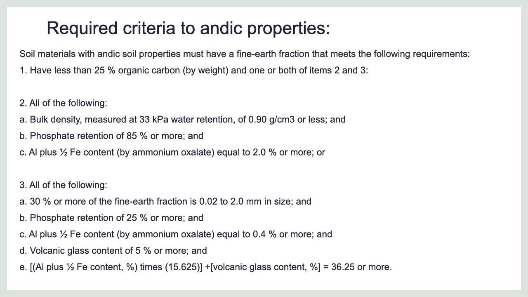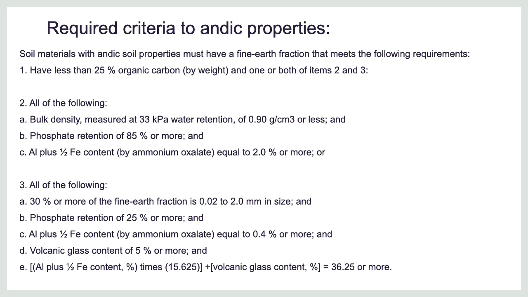The phosphate retention is 25% or more. Why am I considering in this case that the phosphate retention could be much less than before? Because now I'm considering that I have a sandier texture, or at least less clay in the material, considering this first statement. And because we have less clay, of course the phosphate retention will be less than the first case, or at least less than a clay-rich horizon. Okay, here is the same.